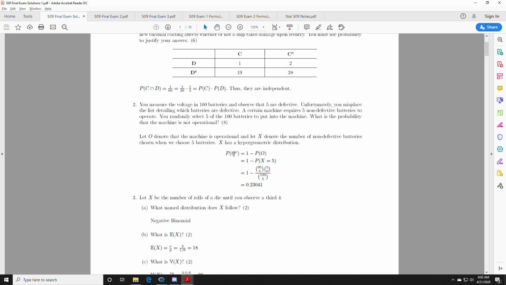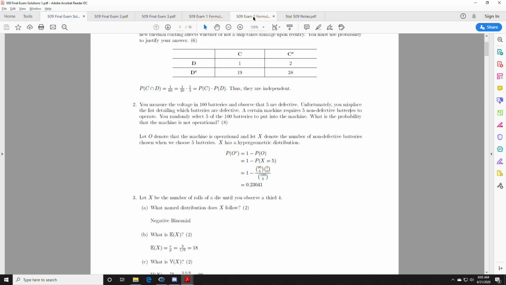By the complement rule, the probability that we're looking for, which is that the machine is not operational, is 1 minus the probability that the machine is operational. And there's only one way that the machine is operational, and that is that out of the 5 batteries that we're picking, we get X equal to 5, where we get 5 non-defective batteries.